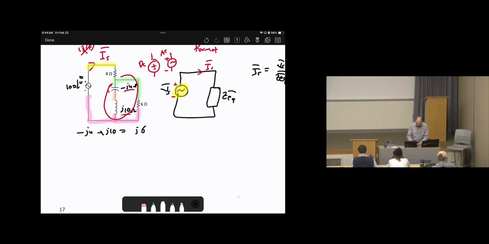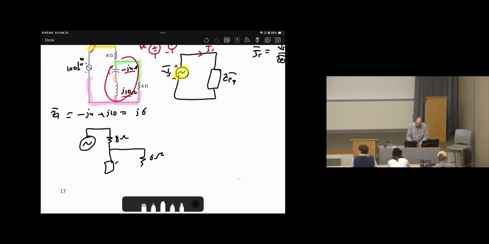Then what I'm going to do is redraw the circuit. What's the new simplification? Here is 8 ohms. Here is 6 ohms. And this is their equivalent that I'm going to call Z1 bar. This is Z1 bar, which is J6. Then the next step, again, redraw and relabel the nodes.